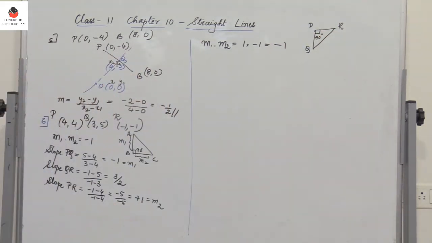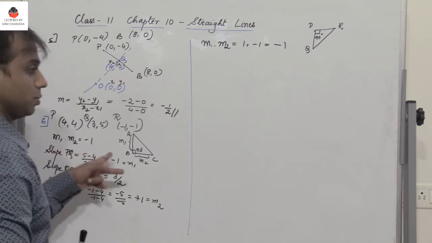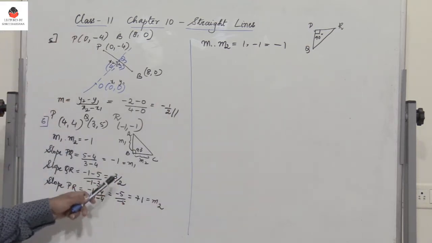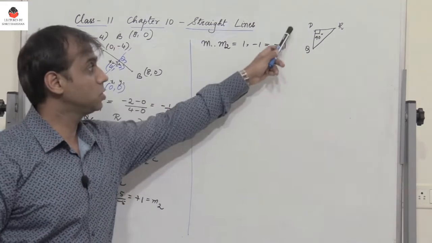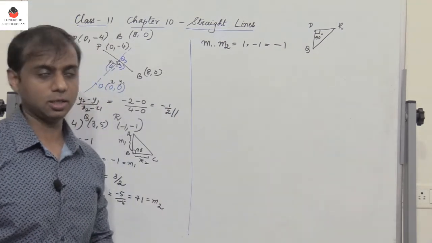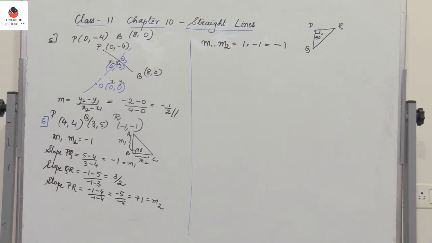So we have proved that PQR is a right angle triangle without using Pythagoras theorem, by only finding the slope. So the slope of two lines when multiplied should be equal to minus 1, because two lines will be perpendicular to each other. So this is how we can prove that it is a right angled triangle.